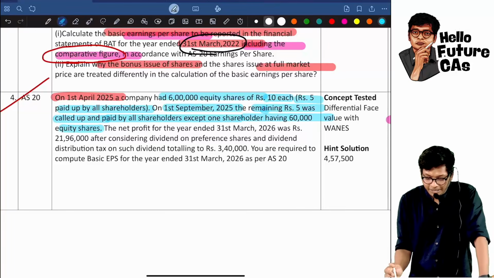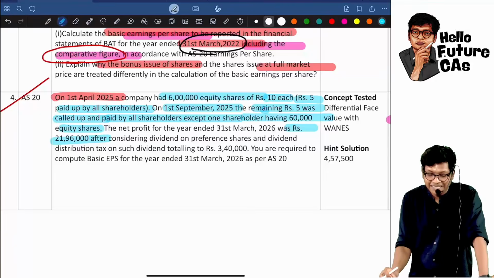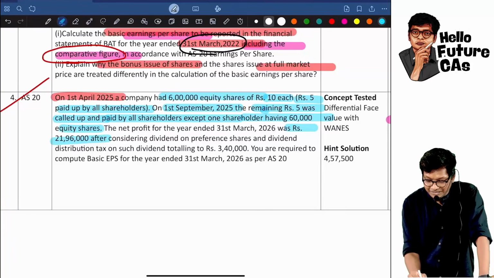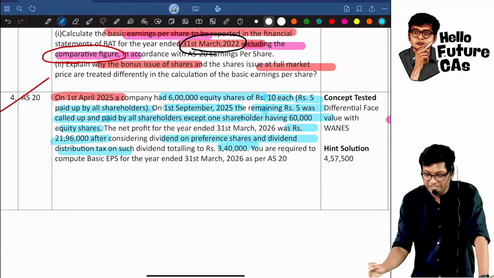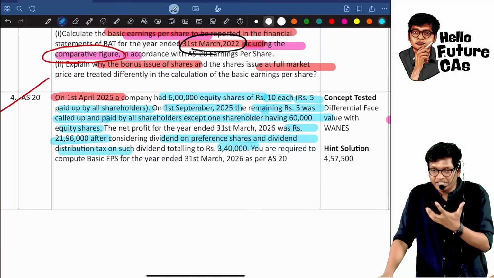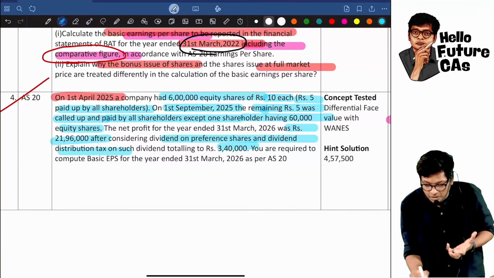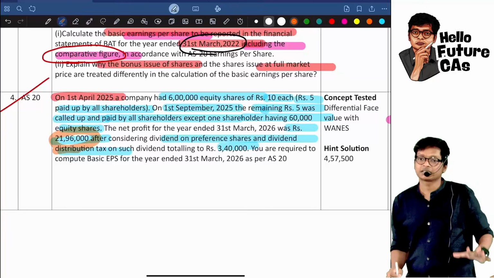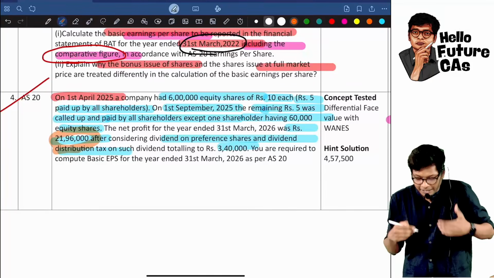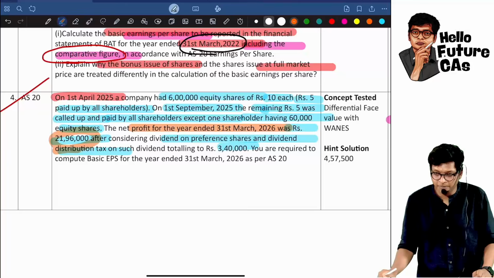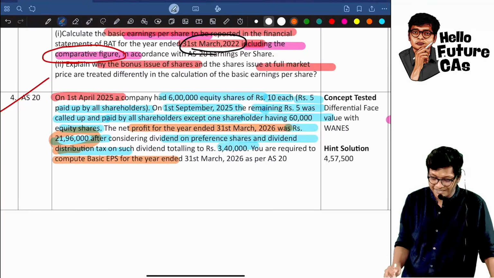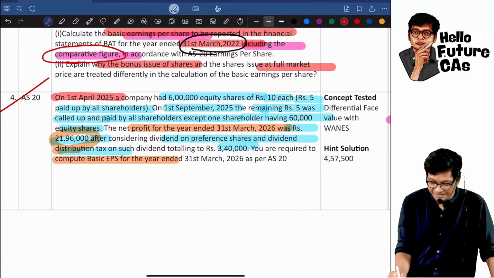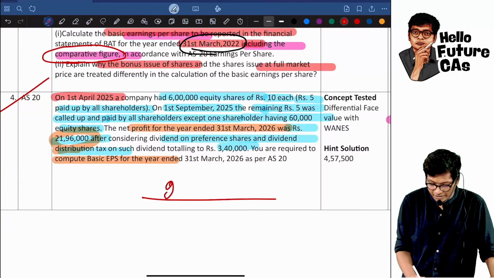The net profit for the year was 21 lakh 96,000 after considering dividend on preference shares and dividend distribution tax, which amounted to a total of 3 lakh 40,000. What is available to equity shareholders is 21 lakh 96,000. I told you, for any adjustment, what is available to equity shareholders is after this adjustment. So the numerator is going to be 21 lakh 96,000. You are required to compute basic EPS.